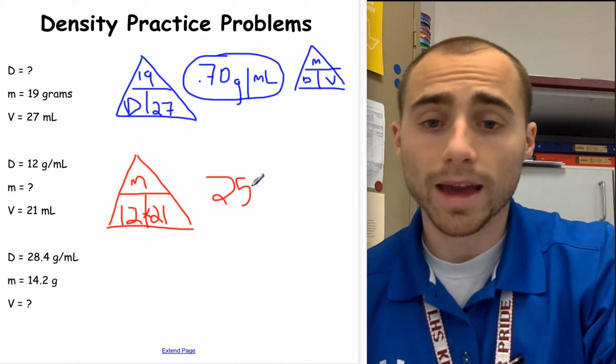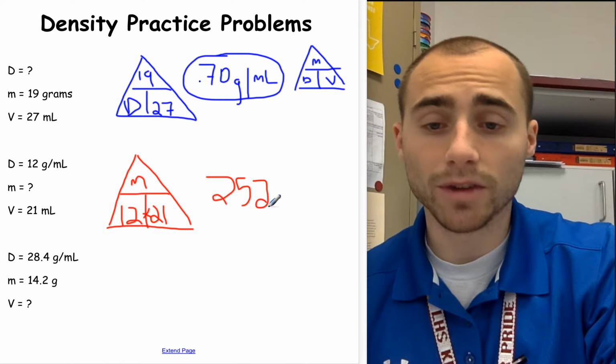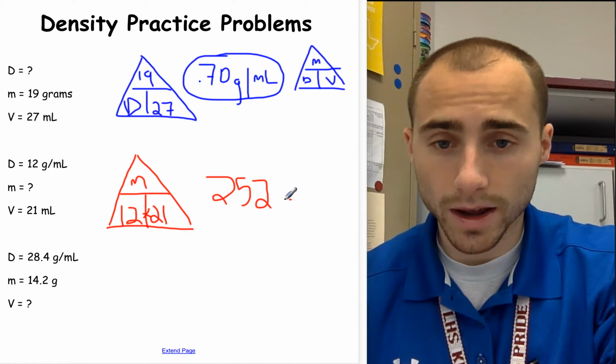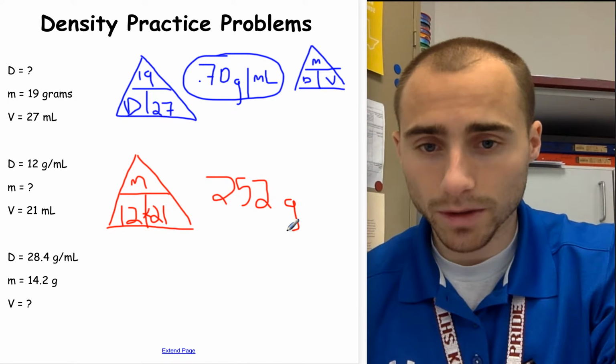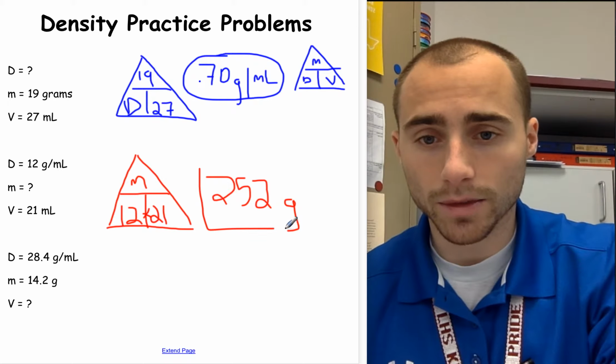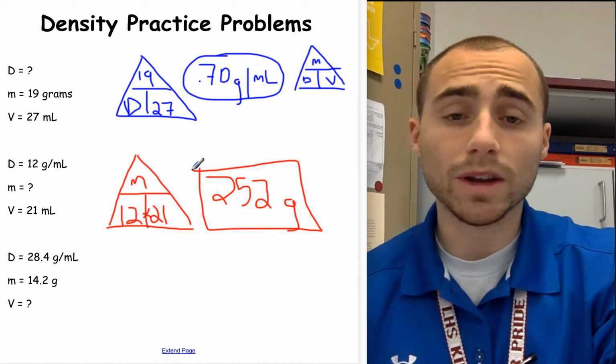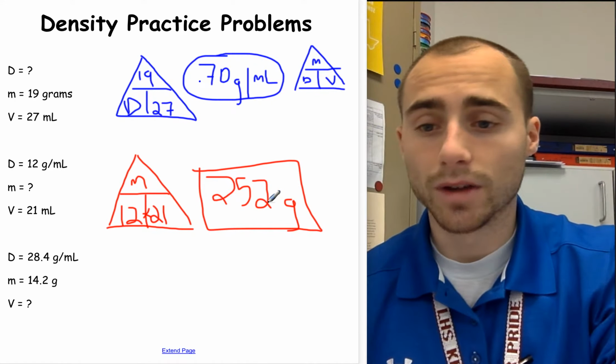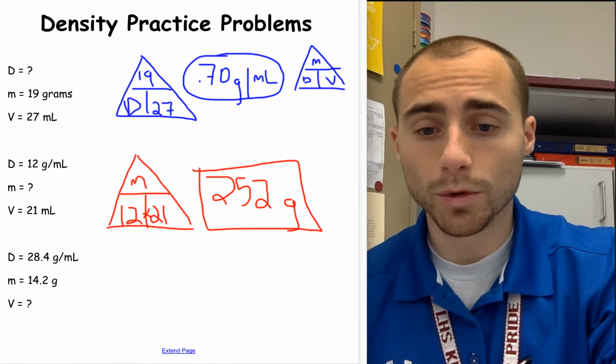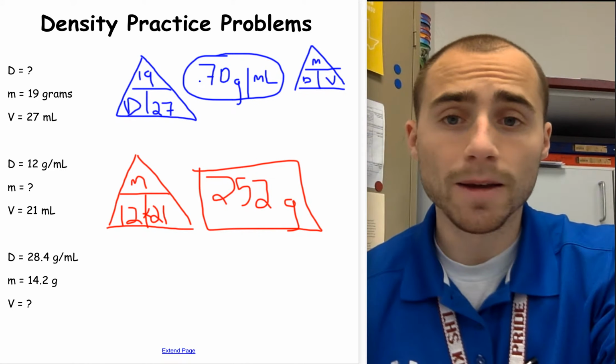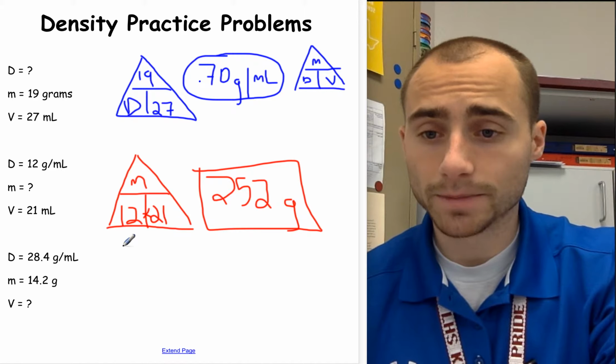252. And it's mass, so our mass is going to be measured in what unit? Grams. Mass is going to be measured in grams. So 252 grams is our mass. So far, so good. Let's do one more practice problem. Again, you can jump ahead and do this ahead of me if you would like.